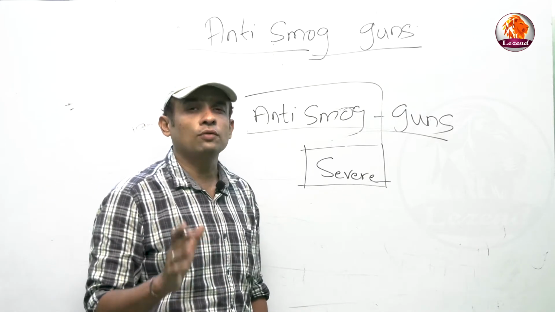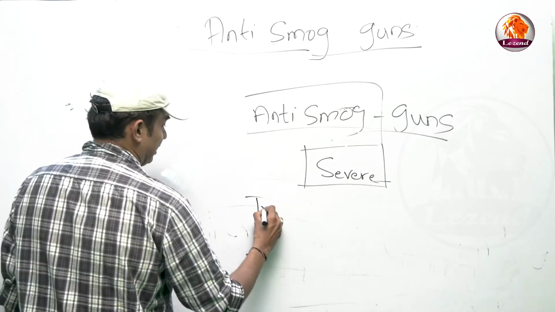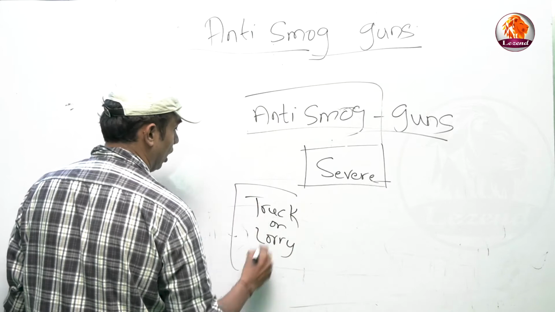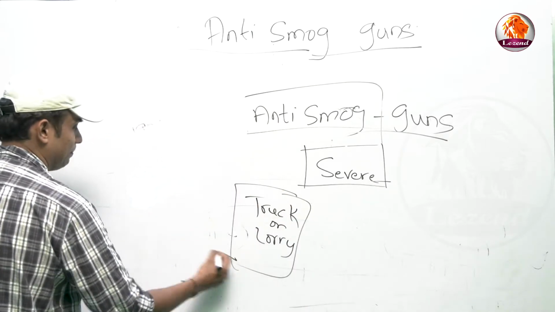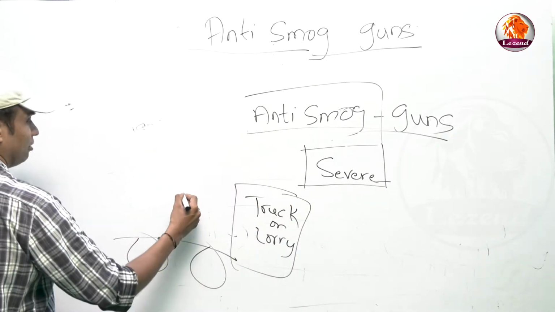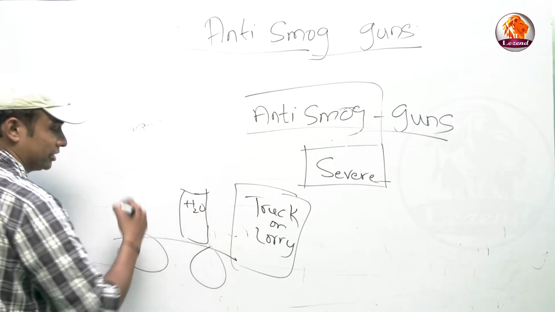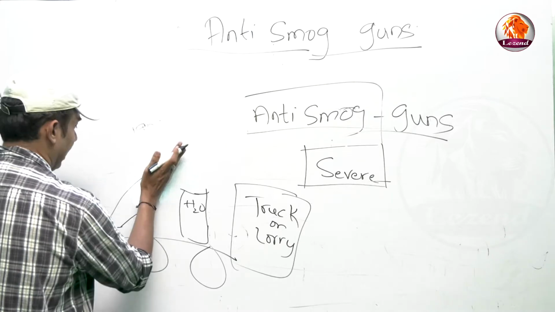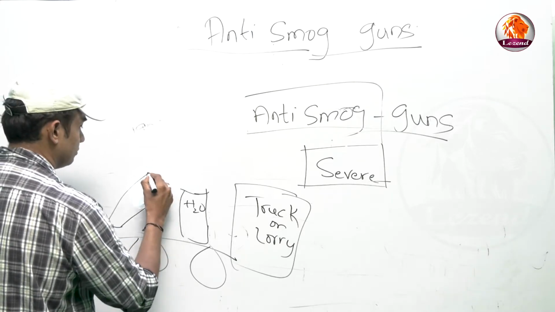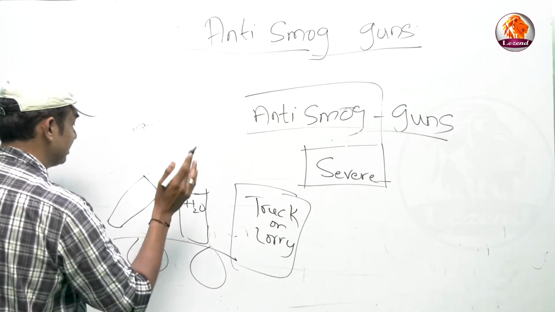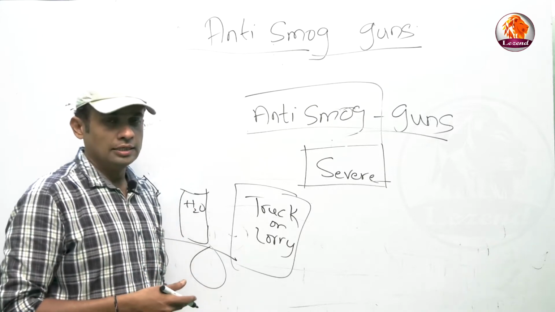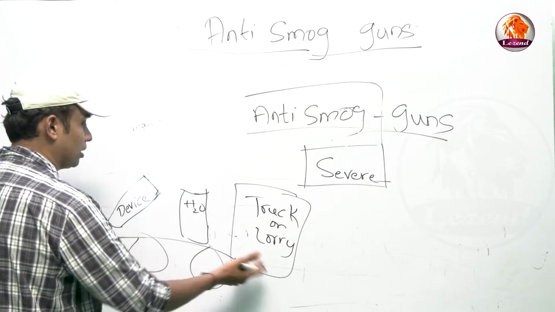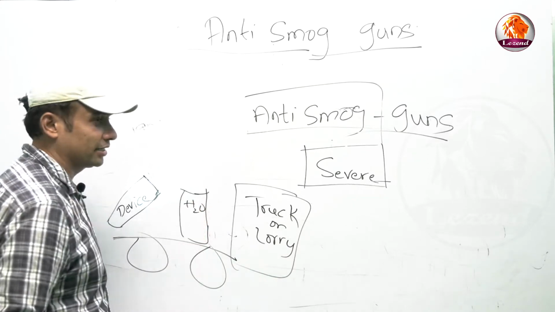Let us try to understand what an anti-smog gun is. There shall be a truck or lorry. On the back of this truck or lorry, there will be a water tank and a gun-like device attached. So the gun-like device is mounted on the back of a lorry or a truck, fitted to a water tank.